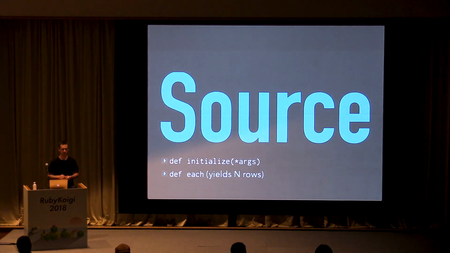In the case of the source, if you need to implement a source, it's easy. You implement the constructor, the initializer, and you must take arguments, and then you do the work required to prepare your source. Then the only other method you need to implement is each, and your role as a component implementer is to yield the rows of the source one at a time. And you could actually stream indefinitely or on a small batch of rows.